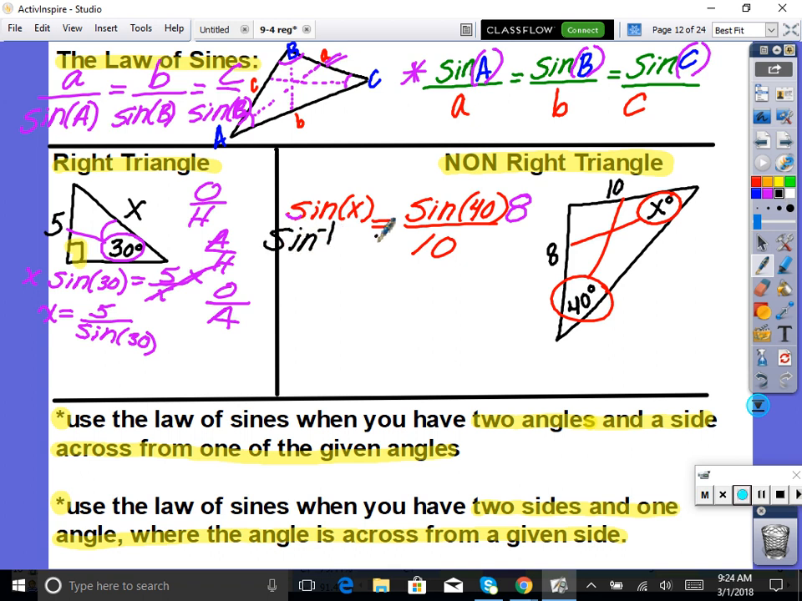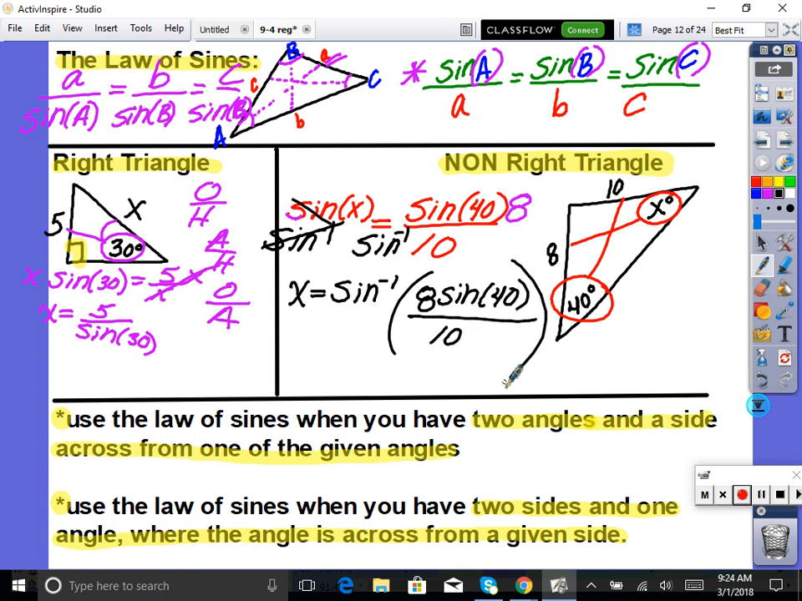Sine inverse, I heard someone say. Sine inverse. Isn't that the only way to get x out of sine if it's trapped inside? So sine inverse undoes sine. Now finally x can drop out. So over here we have sine inverse, and then what happens with an inverse? Doesn't it eat all that stuff? So sine inverse of 8 sine of 40, that was what was on top, divided by 10. Now you would type into your calculator, sine inverse, so you'll hit second sine, then hit 8 sine of 40 divided by 10. Everybody hit enter and make sure you can get the correct degree measure.